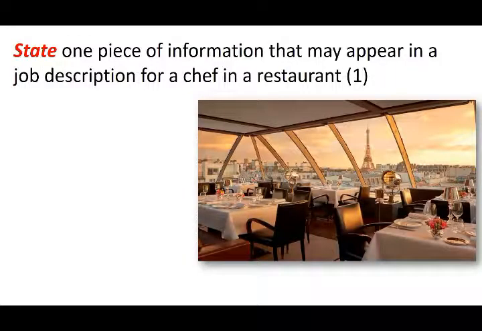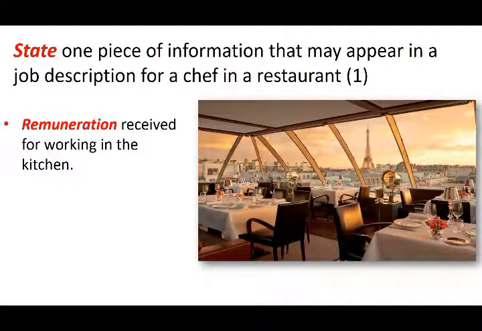Okay, exam time. State. Remember that state is a command word where you have to use context. Yes, you have to use context. So, state one piece of information that may appear in a job description for a chef in a restaurant. Remember that you don't need to give a very long answer. You have to answer in context. That's it. So a piece of information that may appear in a job description.